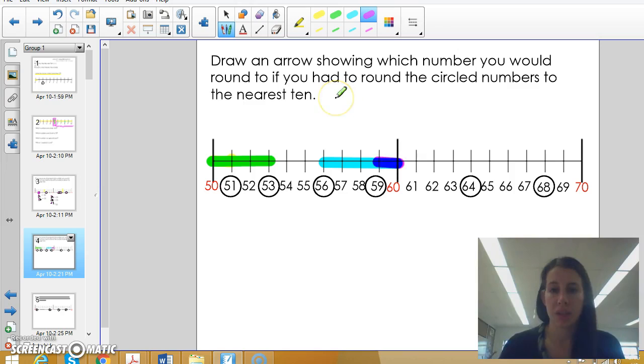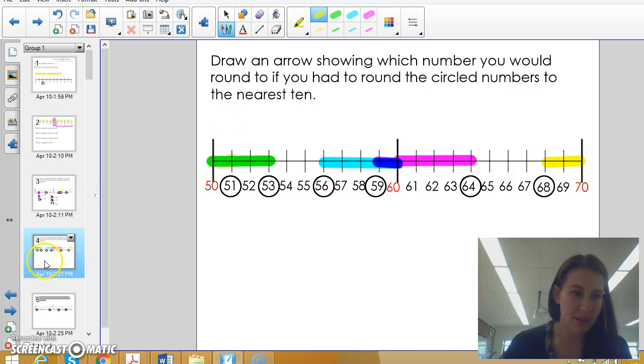What is it closest to? Look at this one, 64. 65 is the middle. 64 is closer to 60 because it's 1, 2, 3, 4 away from 60, but 1, 2, 3, 4, 5, 6 away from 70. And last but not least, let's look at 68. Definitely looks much closer to 70.